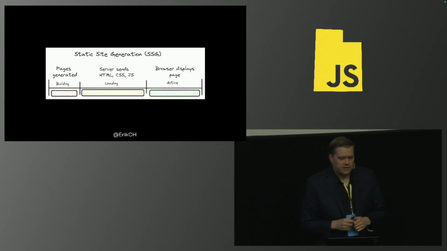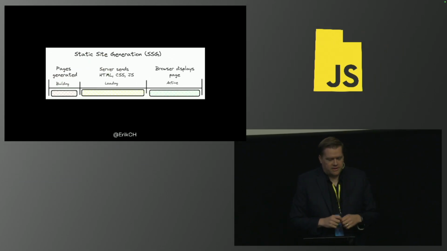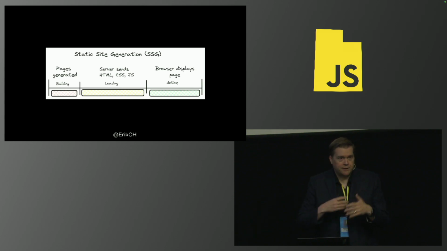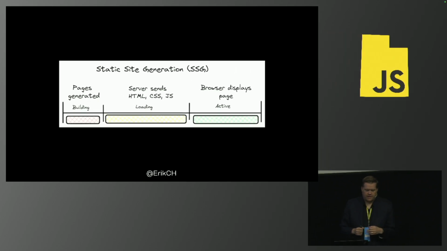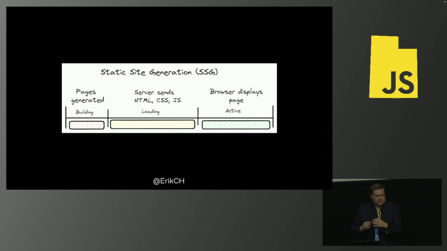Well, in a static site generated app, what happens is when you build your app, it starts generating all those pages. It actually pre-renders them, is another term you hear, where it goes in, does all the API calls, grabs all the data, and does that at build time. Then, once your web browser connects to this, all the HTML, CSS, and JS are sent down. It's pretty quick. And then the browser displays the page.